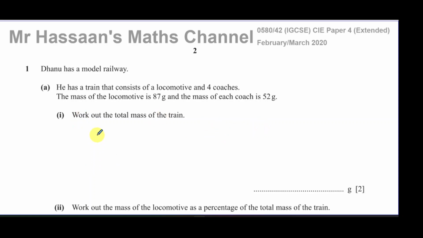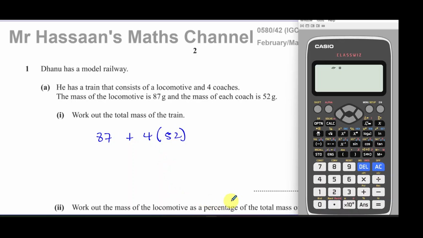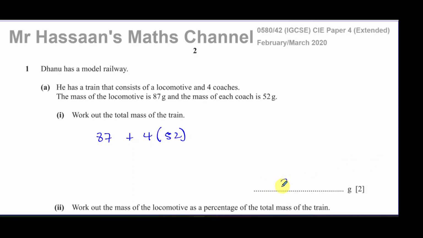Well, basically, you've got the locomotive, which is 87 grams, plus 4 times 52. Simple as that. So it's 87 plus 4 times 52. You can just stick that in your calculator, and that should give us the correct answer, which is 295 grams. Remember, this is a model, that's why it's so light.